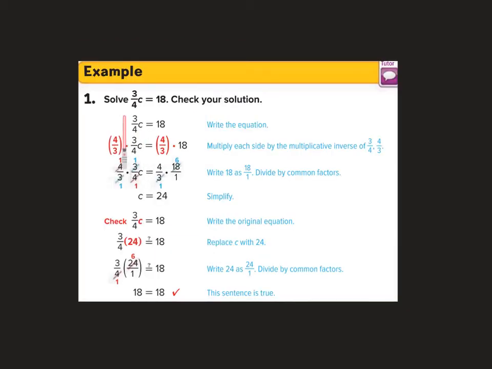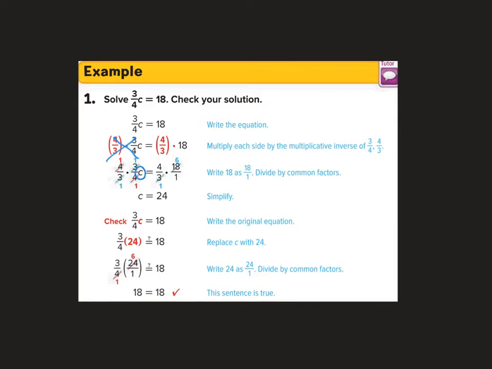So let's take a look at that example. We've got 3/4 c equals 18. We're being asked to solve and then check our solution. So in order to get c alone, we need to take 3/4 and multiply it by its multiplicative inverse, which is 4 over 3. Basically, in this case, they cancel each other out and equal 1. So we're just left with c in our equation on the left-hand side of the equal sign.